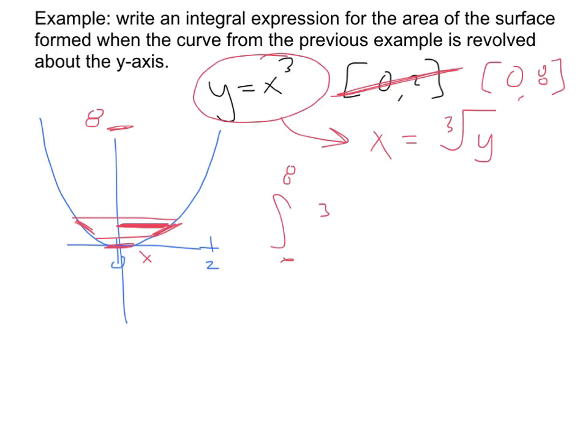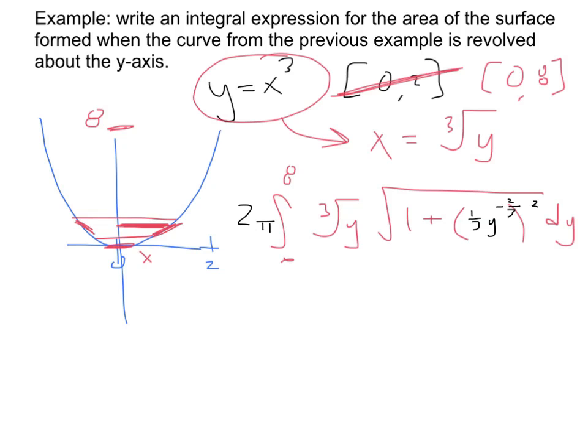We have our radius, which was the cube root of y. And then we're supposed to have the square root of 1 plus the derivative of the curve that we're working with. Because this is in terms of y, inside here we actually need dx/dy. Well, the derivative of that curve is 1/3 y to the negative 2/3, and that all gets squared. We put our 2 pi out front, and then we just run screaming from the room, because this is a mess. This is not a pretty integral, and that's why I only wanted us to write the integral expression for it.